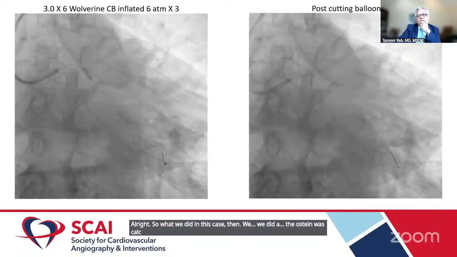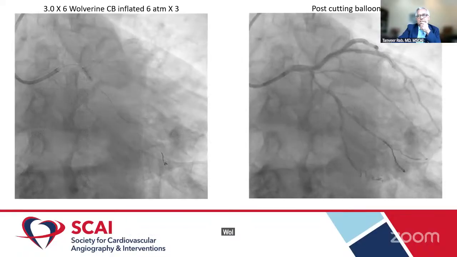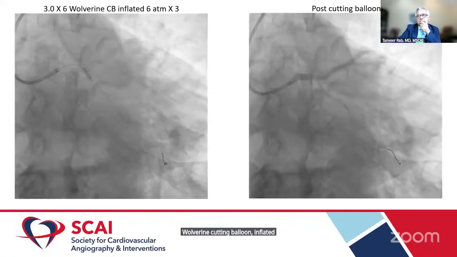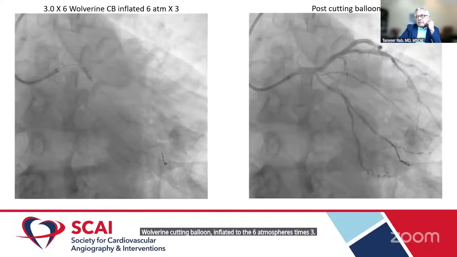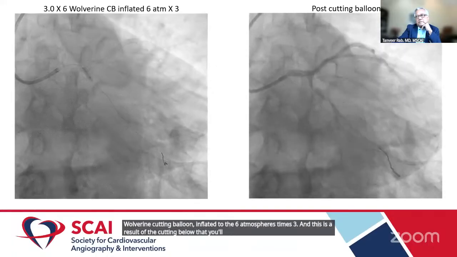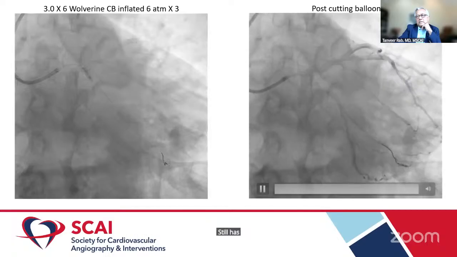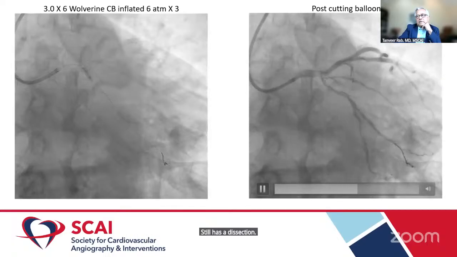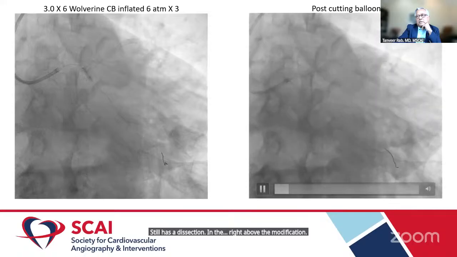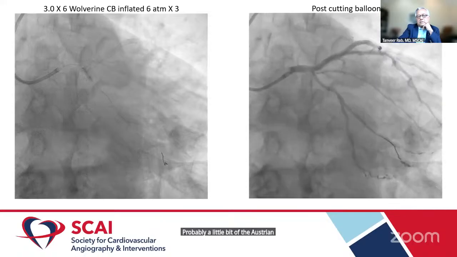I used a 3.0 by 6 Wolverine cutting balloon, inflated it to 6 atmospheres times 3. And this is the result of the cutting balloon that you'll see. Still has a dissection right above the bifurcation, and probably a little bit of the ostium circumflex too.